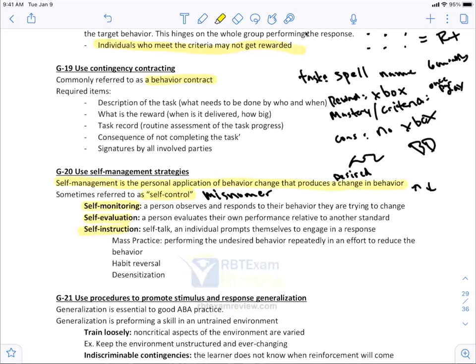What we really want to accomplish with many of our clients is getting to this point where they're not relying on us or other people for all this contrived reinforcement. They're able to manage themselves.